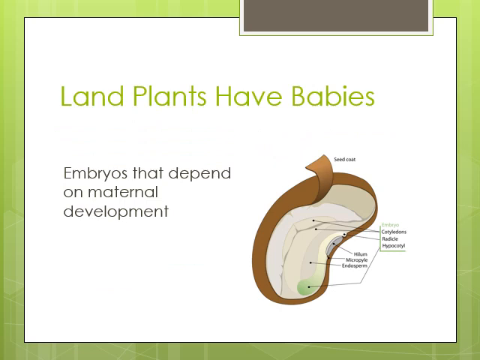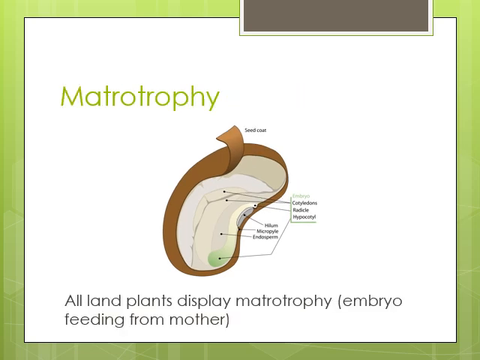These embryos fully depend on maternal development. Like I said, you protect that archegonium. The archegonium has the egg in it. The sperm fertilizes the egg, and the egg begins to develop inside the archegonium. It's drawing nutrients from the mother plant. That process is called matrotrophy. That is, quite literally, you're eating your mother.